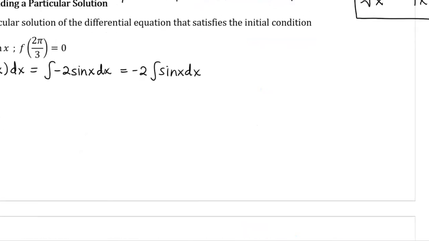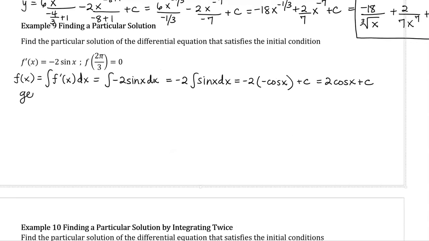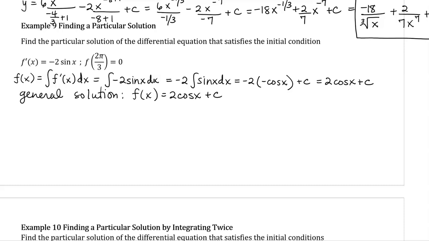So we have negative 2 multiplied by negative cosine x plus c, which is a positive 2 cosine x plus c. So we did find a general solution, a family of solutions, that f of x is equal to 2 cosine x plus c. But that's not our answer, because I do not just want some arbitrary c value. I want you to go and find the specific c value that when you plug 2 pi over 3 into the function, you will get out 0.